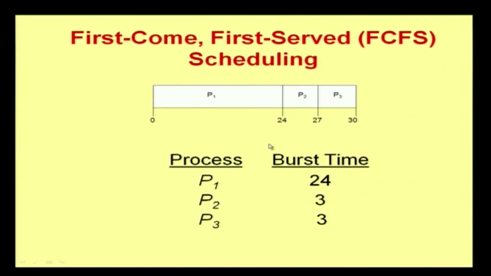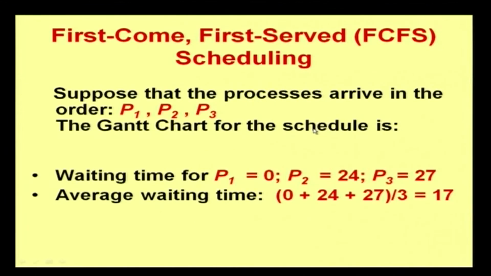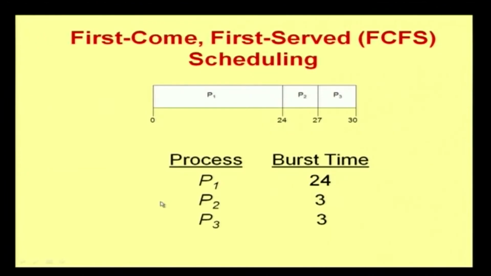So if this is the case, what will be the average waiting time and what will be the waiting time for each and every process? Here, before this process P1, there is no other process, which means there is no waiting time for P1. So the waiting time of process P1 is 0 milliseconds, and for process P2, in order to get executed, it needs to wait for 24 milliseconds. So after the 24th millisecond only it can get executed.